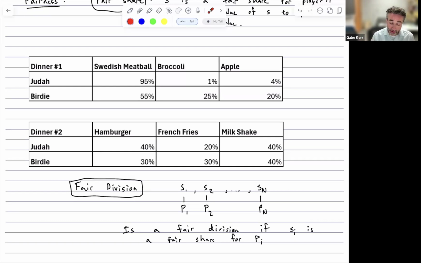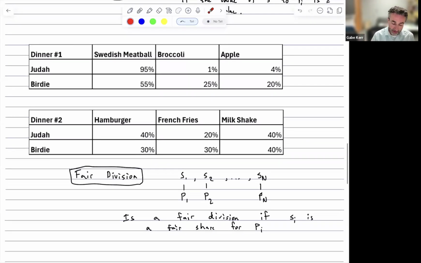However, if I made this second dinner, I can see that, in fact, there's a lot more fair shares for each of Birdie and Judah. So I could do this, that would be a fair share for Judah. I could do this, that's a fair share for Judah. And similarly, I can take any of these and get a fair share for the kids. So there are a lot of different fair shares that I can come up with for dinner number two, where I just make a classic hamburger, give them some French fries and a milkshake.